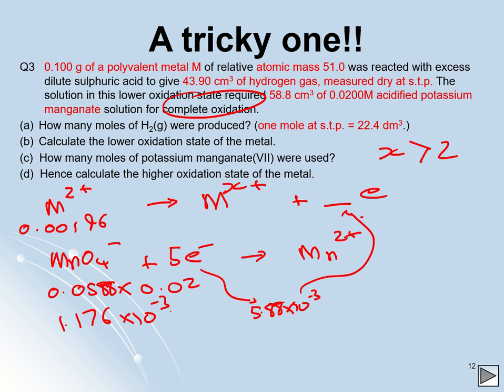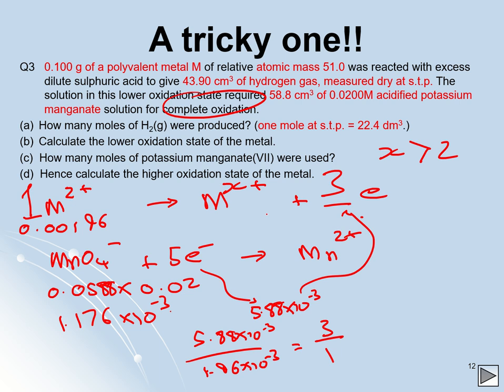0.00196. So we can now work out a ratio of those moles of metal 2 plus ions to moles of electrons. The moles of electrons, 5.88 times 10 to the minus 3, divided by 1.96 times 10 to the minus 3, tells me that that is 3 to 1. So in other words, it's 3 electrons per 1 mole of the metal. So there's 3 electrons lost per 1 mole of the metal 2 plus ions.